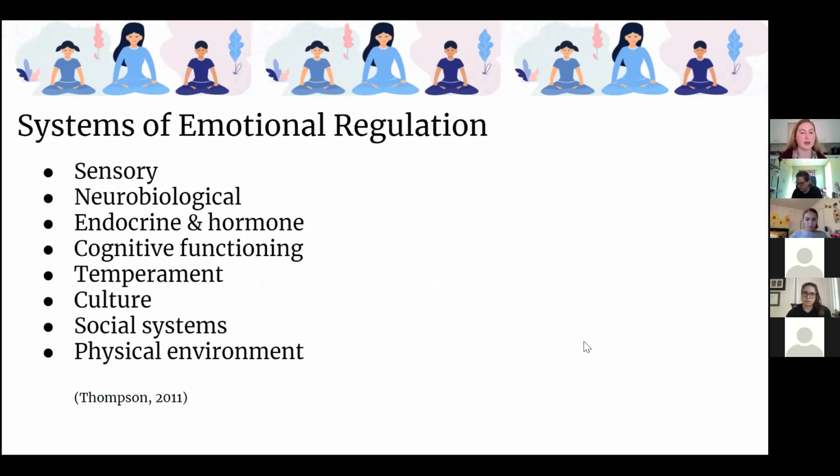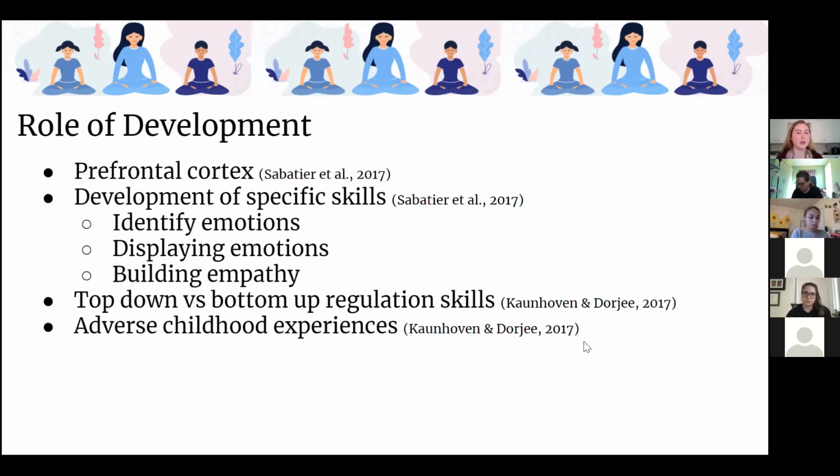As you can see, there's a lot of different factors that are going into it. And it's important to consider the role of development when we're talking about emotional regulation. Obviously, the child's brain is developing. One of the last areas to develop is the prefrontal cortex, and we're going to be talking about that area a little bit later.